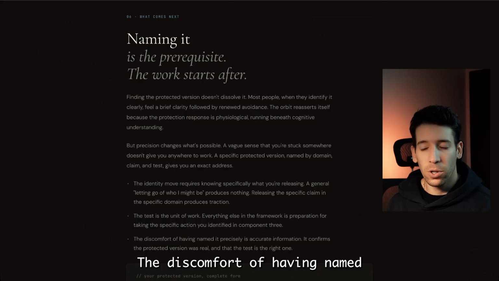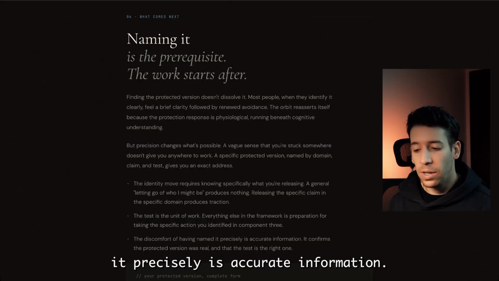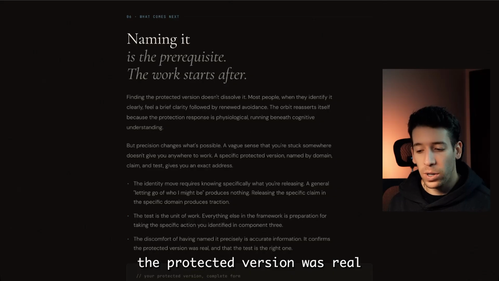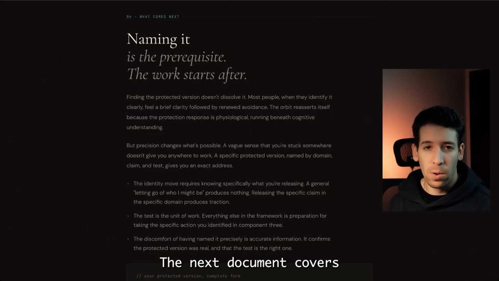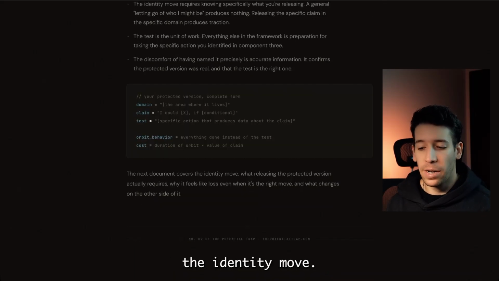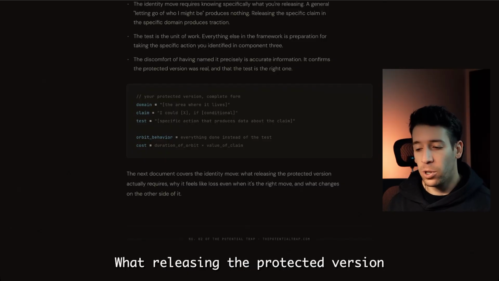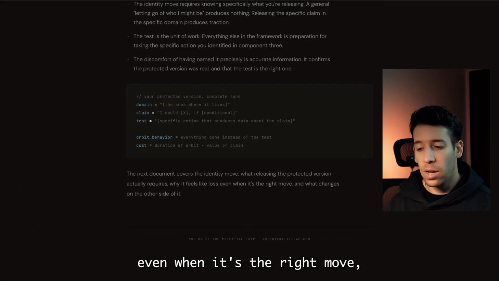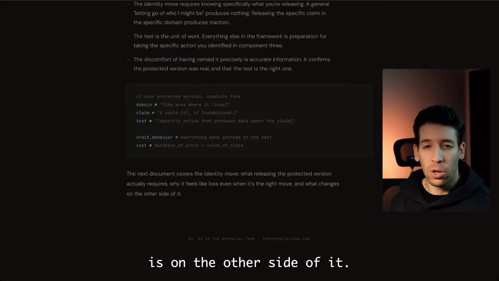The discomfort of having named it precisely is accurate information. It confirms the protected version was real and that the test is the right one. The next document covers the identity move, what releasing the protected version actually requires, why it feels like loss even when it's the right move, and what changes on the other side of it.